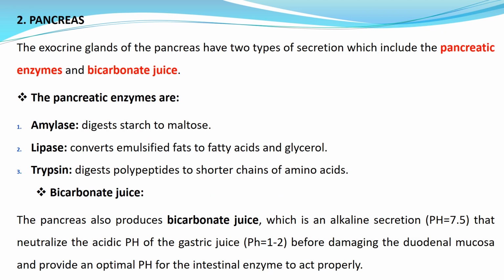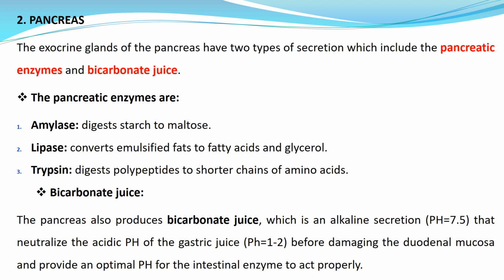And the second organ which is involved in the process of digestion within the small intestine is the pancreas. As we know, the pancreas is considered an exocrine and endocrine gland. The exocrine part of the pancreas is involved with the process of digestion within the small intestine, and it can excrete two types of secretion, which include pancreatic enzymes. So we have pancreatic enzymes produced by the pancreas, and they can be excreted into the small intestine. And what we have is bicarbonate juice, also excreted by what?